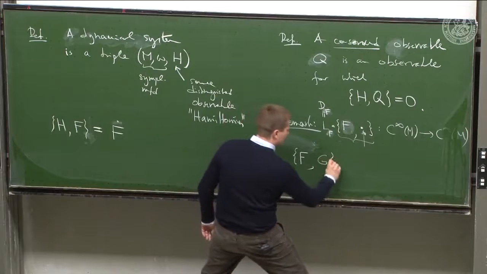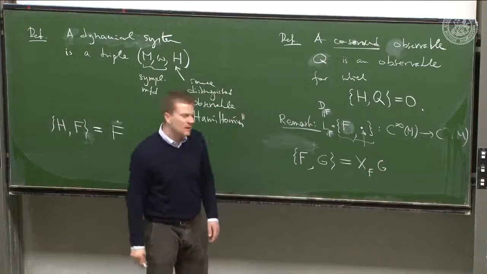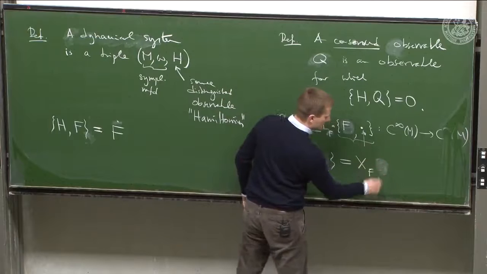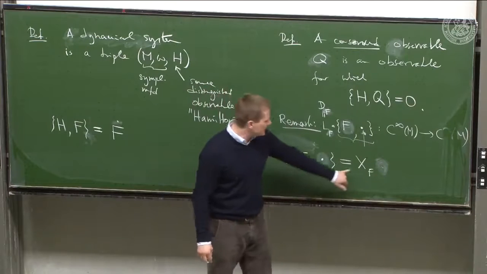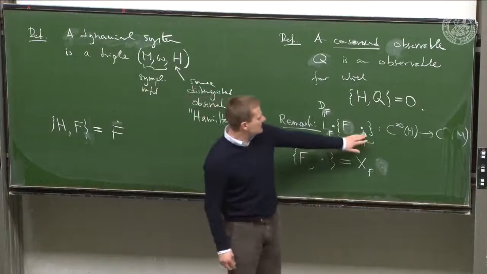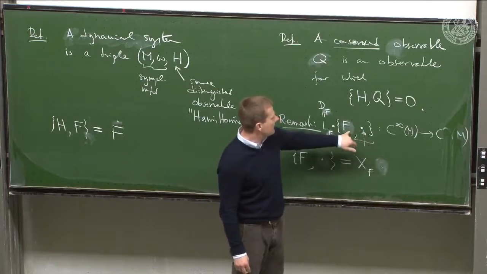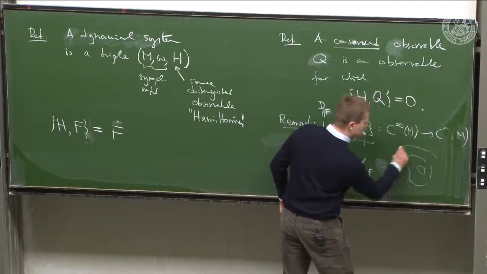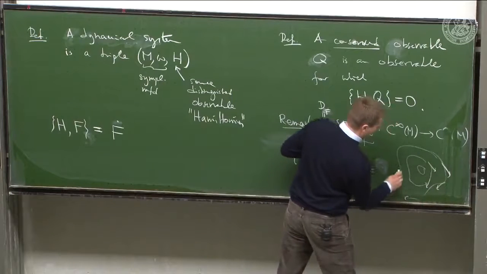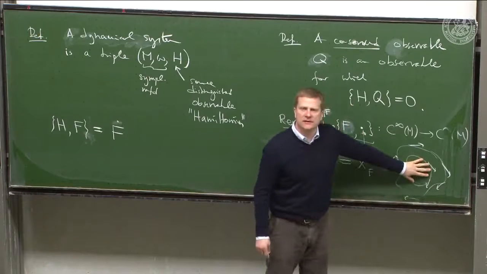F comma g, we defined this as X_f acting on g. So what happens if you leave the g out, if you say open slot? Well, it means this object is the Hamiltonian vector field of that observable. So you can understand it algebraically, but from now on you say, oh, Poisson bracket with an open slot here. If these are the level lines of the observable, then this is precisely this vector field here. So this object is a vector field on the symplectic manifold.